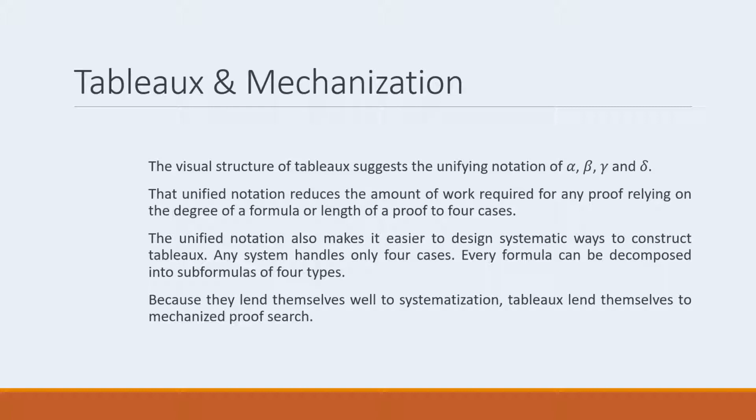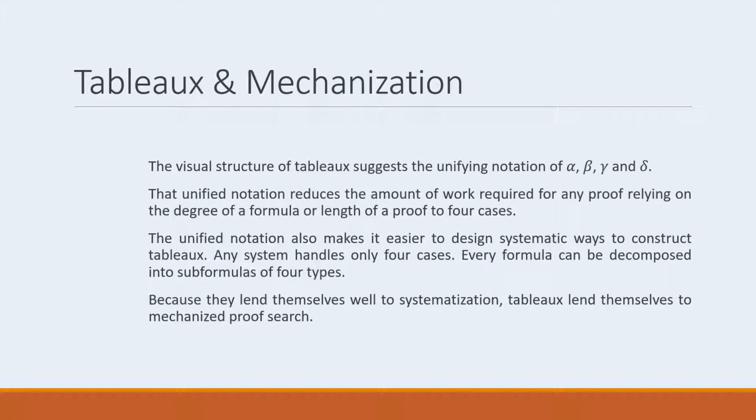And that unified notation reduces the amount of work required for any proof relying on the degree of a formula, like completeness did, or the length of a proof. That unified notation also makes it easier to design systematic ways to construct Tableau, because any system only has to handle 4 cases of formula, and every formula can be decomposed into subformulas of 4 types. So there's just a lot less work to do to classify the formulas.